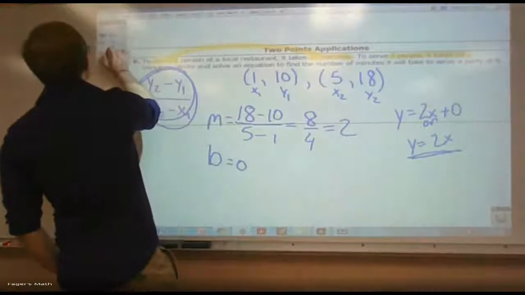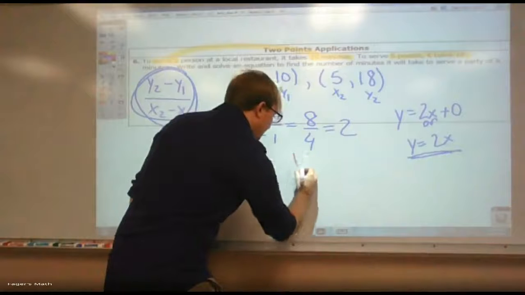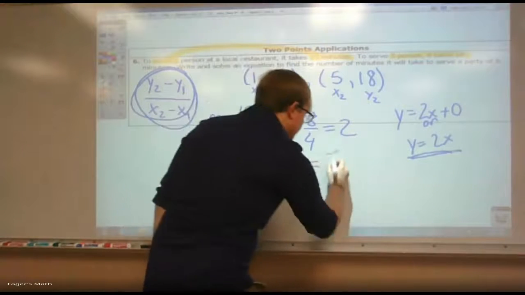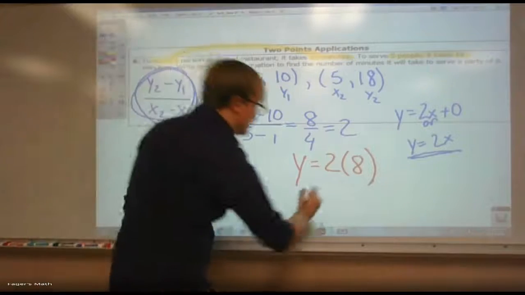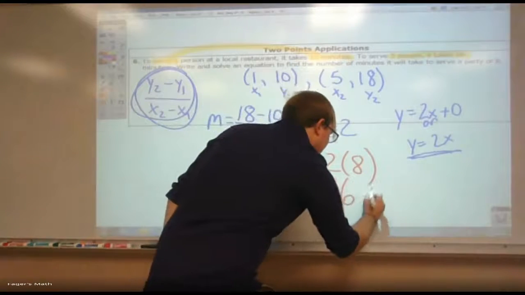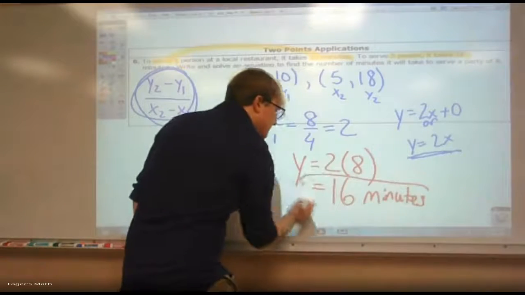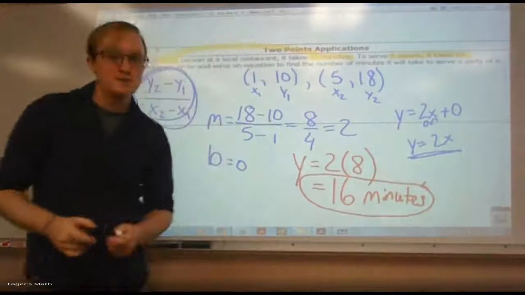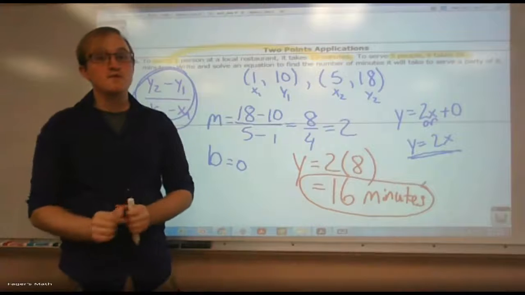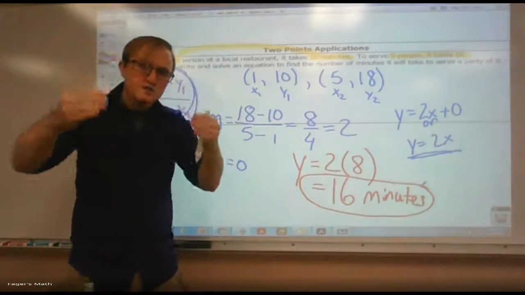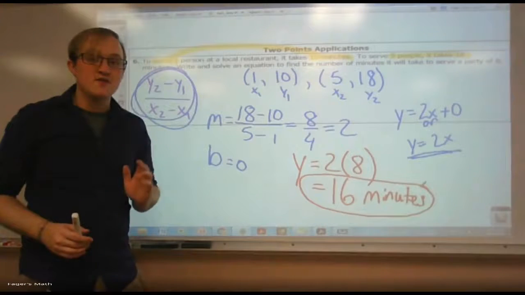So, in a different color, because blue and purple are going to mix way too well, I just take this, y equals 2, and I plug in 8 for x, and you all know what that comes out to, 16. It's going to take 16 minutes to serve 8 people. Fun word problems, right? Hopefully they're not too much of a problem for you. Remember, read them carefully, know what's being asked of you, but also think about what you have. Definitely highlight the information you have already.